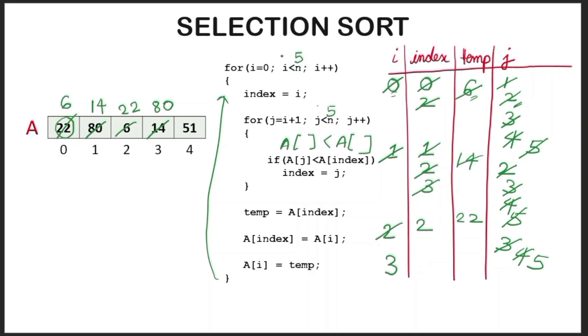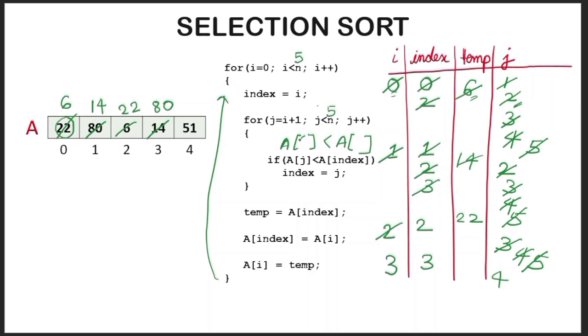Now we check whether 3 is less than 5. Yes, the condition is true. So index is equal to i. So the index value is your value of i, that is 3. Now j is equal to i plus 1. So j is your i plus 1, that is 4. Is 4 less than 5? Yes, the condition is true. We will enter the body of the inner for loop.